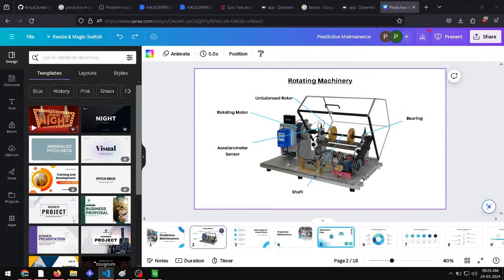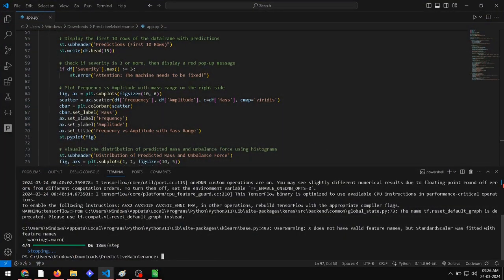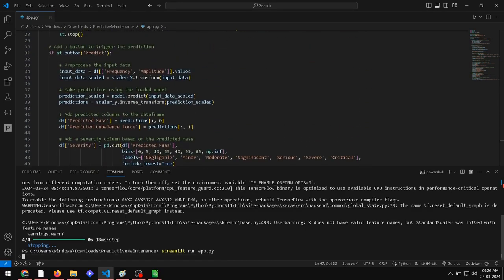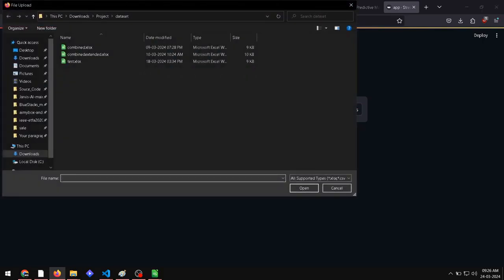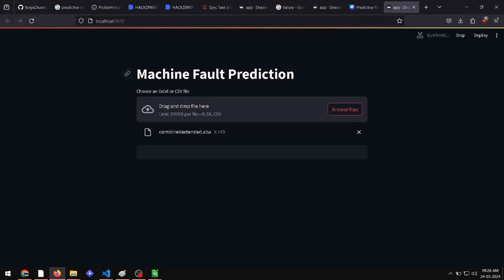To prepare the UI, we have used Streamlit. Yes, this is our code. I will run it. See, this is our UI. We have kept it very simple and easy to understand, so that it will not cause any issue or confusion. Here I have to upload the file. In this file, I will upload the two readings, frequency and amplitude. I have uploaded this file.